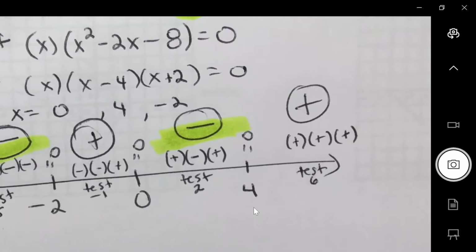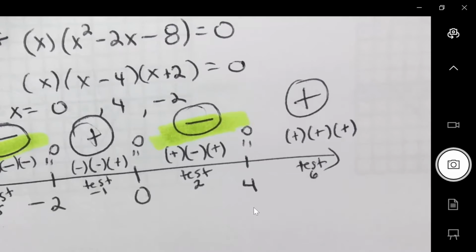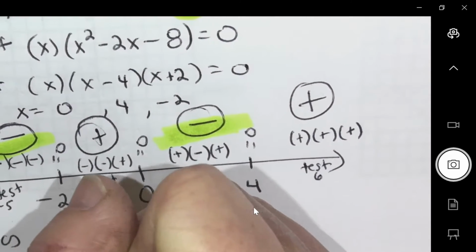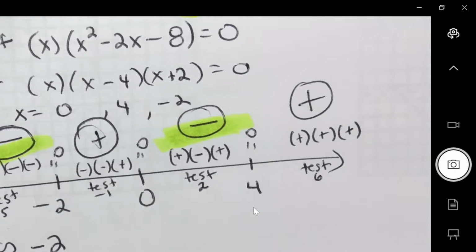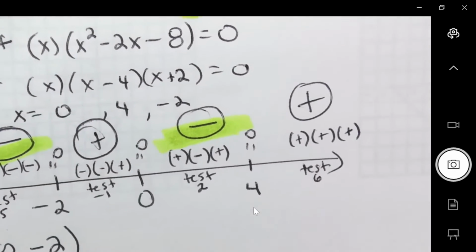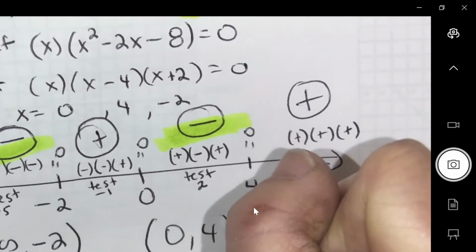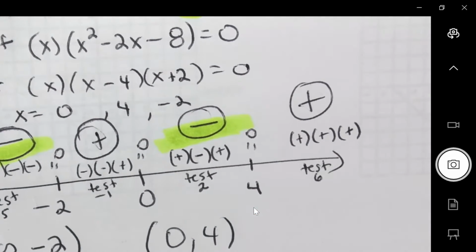So how do I write them as a domain? Negative infinity up to the -2, round bracket. And then this one would be from 0 to 4. So they're round brackets because you can't be equal to 0. And if you hit exactly 4, you're equal to 0, and you can't be.